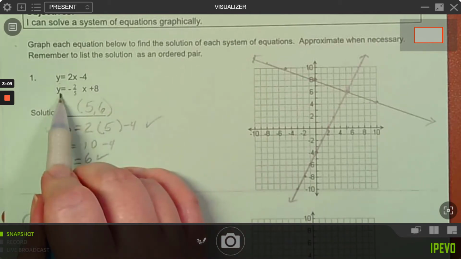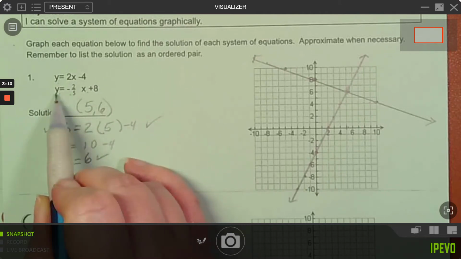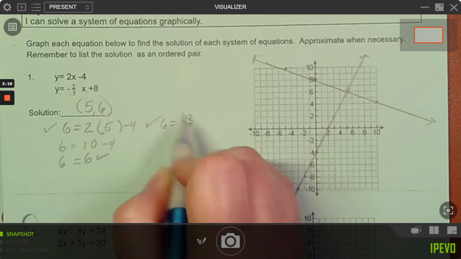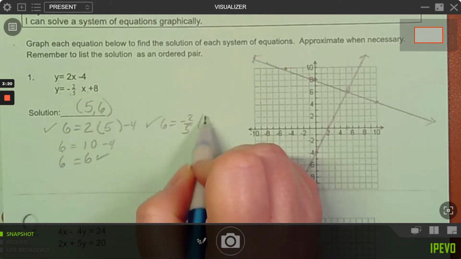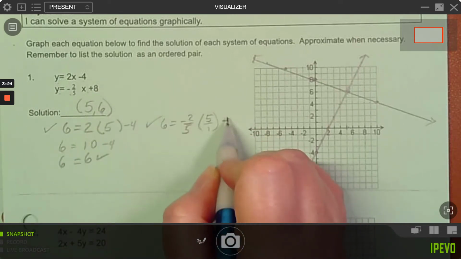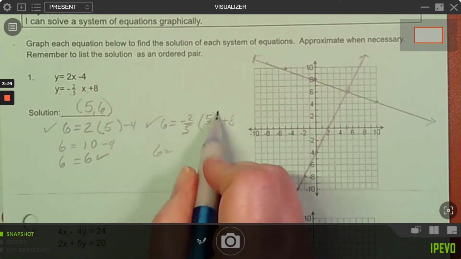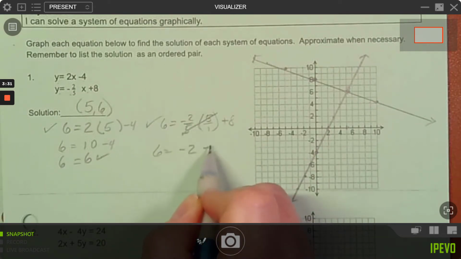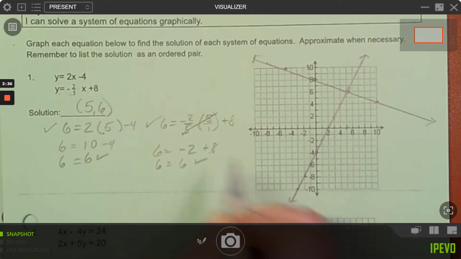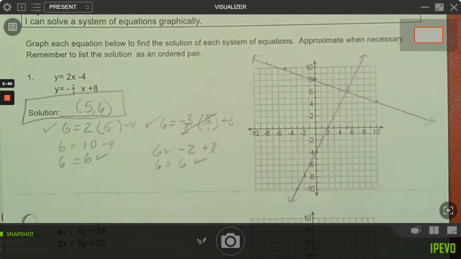Instead of y equals negative 2/5 x plus 8, we'll sub in the 5 and the 6 for the x and the y. So 6 equals negative 2/5. Instead of x, we're subbing in 5. I'm going to write that as 5 over 1. And then plus 8. The 5s will cross cancel here. So we end up with 6 equals negative 2 plus 8. Negative 2 plus 8 is 6. So that checks out. Okay. So our solution is (5, 6).